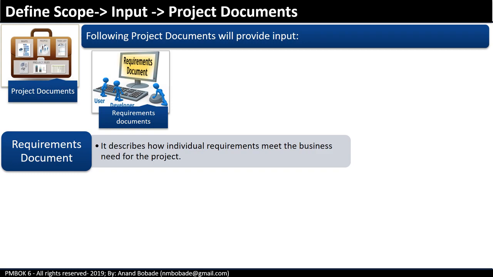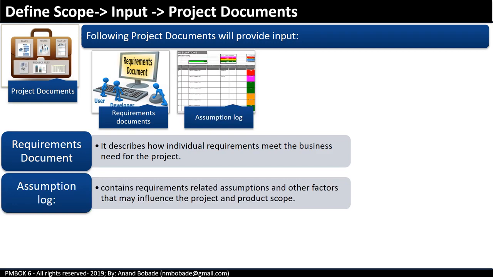This is a key input to define scope. This is where you find requirements that will be part of the product and project scope, and some of them will get excluded. The requirements documentation may take the form of a requirement traceability matrix. Assumption log. The assumption log contains high-level assumptions and constraints about the project, product, stakeholders, and the factors that may influence the scope. Change in any assumptions may change the product and/or project scope.